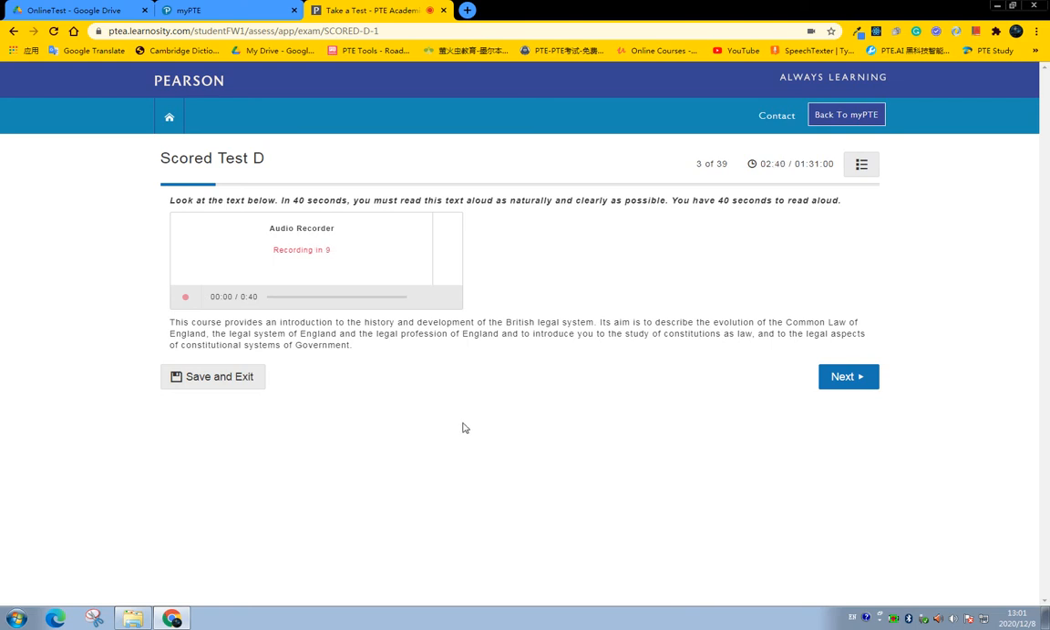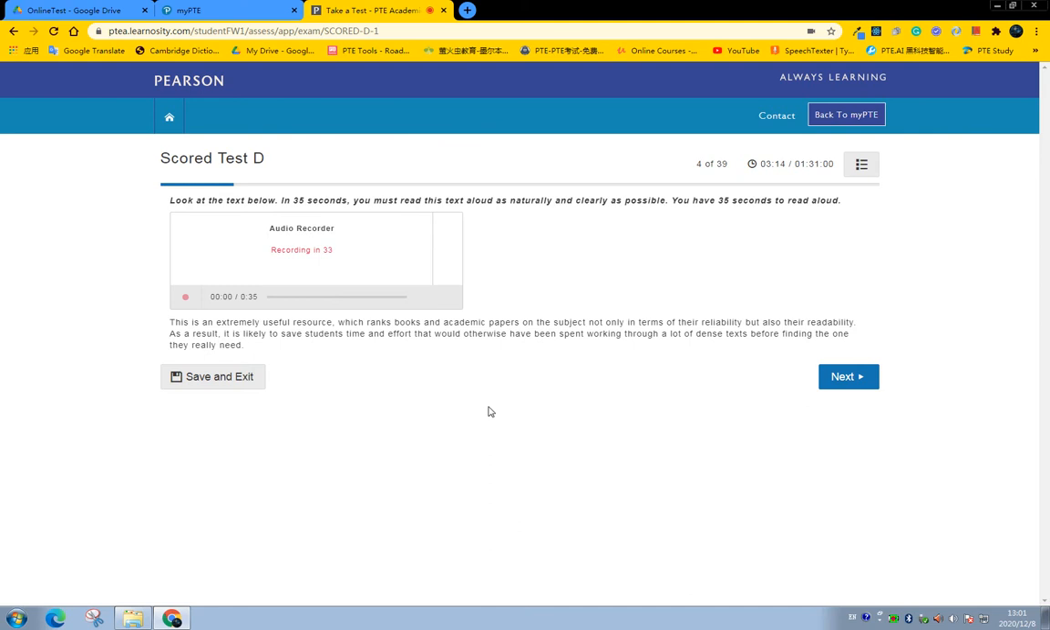This course provides an introduction to the history and development of the British legal system. It aims to describe the evolution of the common law of England, the legal system of England, and the legal profession of England, and to introduce you to the study of constitutions as law and to legal aspects of constitutional systems of government.